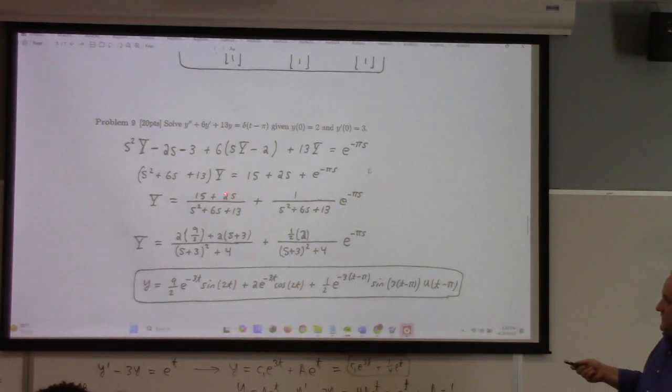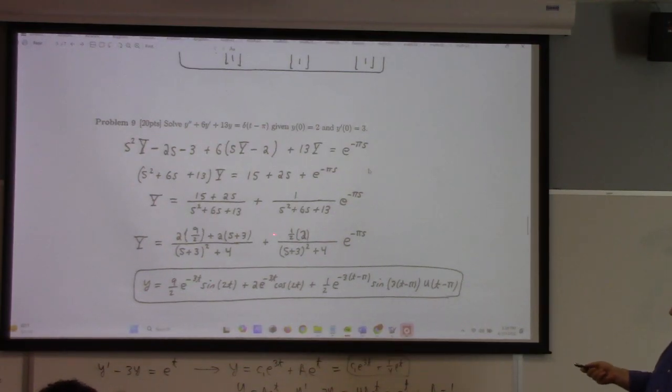And so then I did 2 times (s+3) here. That subtracts 6, which leaves me with 9. So I have 2 times 9 halves. The reason I'm pulling the 2 out is so that I realize I've got a 9/2 e^(-3t) sin 2t from this, and this gives me a 2 times e^(-3t) cos t over here. And this one, I have to use the theorem.